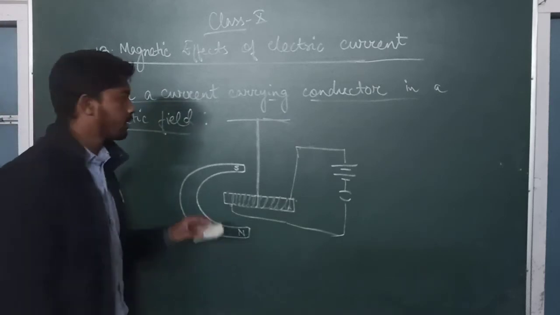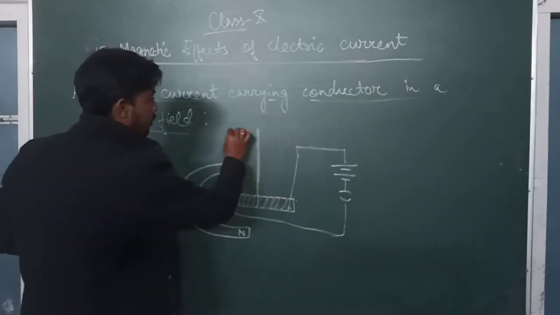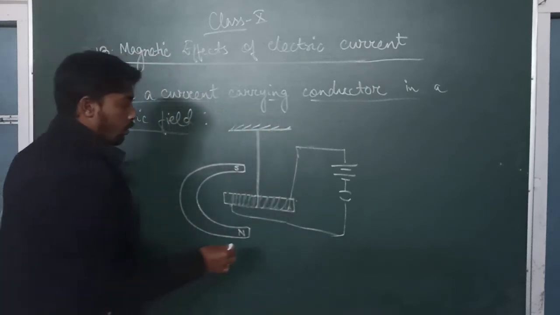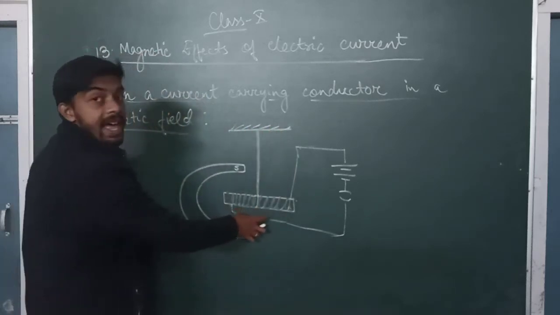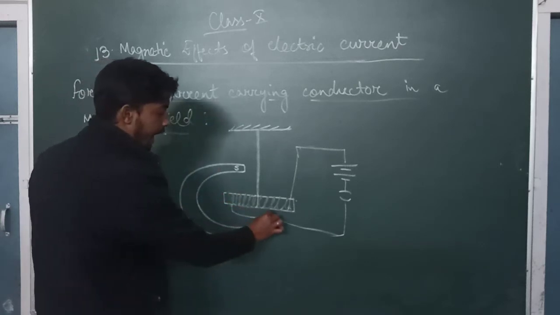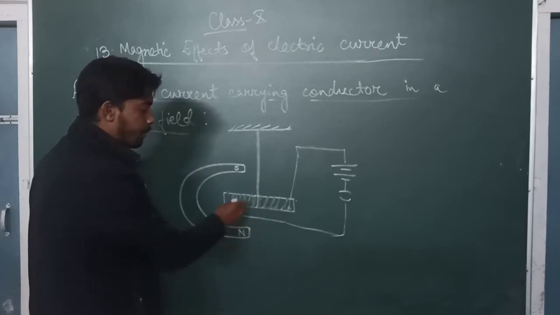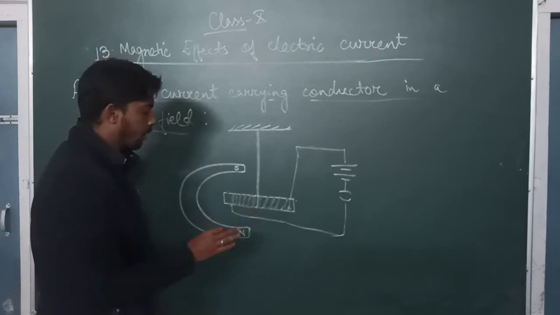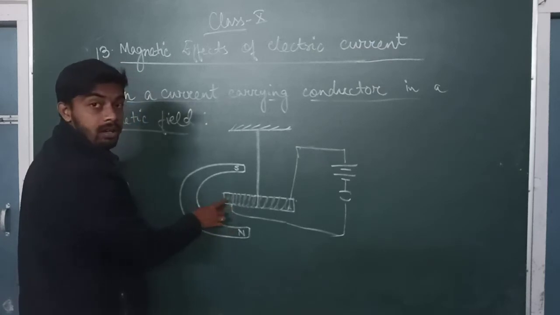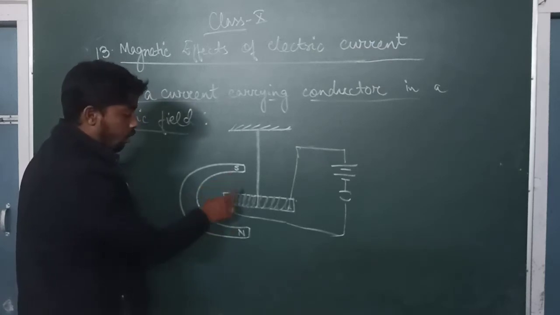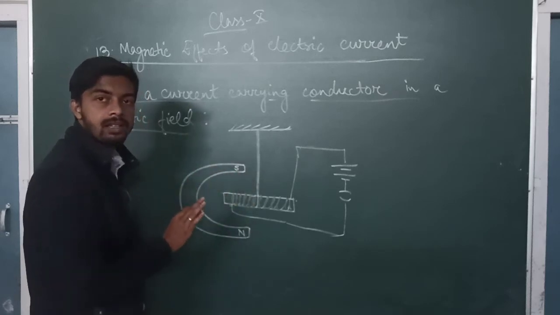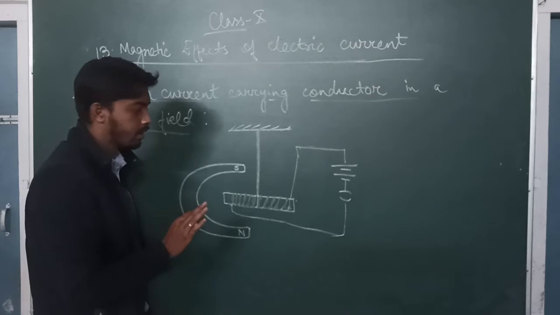So what happens? What happens when the conductor is hanging freely between the poles of a magnet? It will simply act like, if it is iron, a piece of iron. Just imagine that this piece of iron is not attracted to either the south or the north, to any pole of the magnet. It is just hanging there freely without any disturbance.